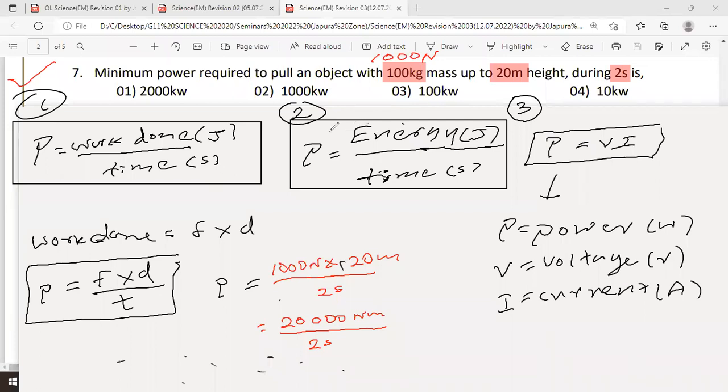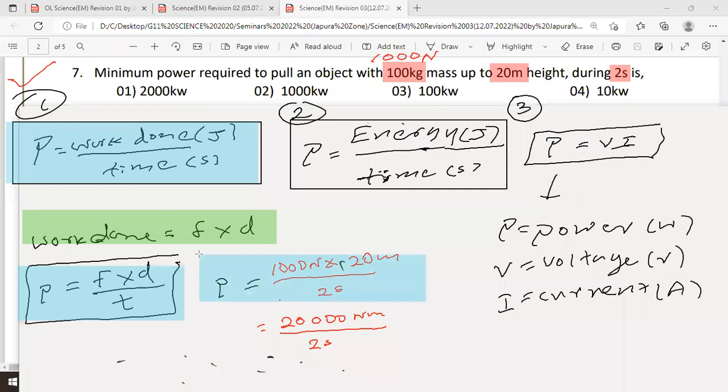I told you the equation now. So the initial equation is what? Power is work done over time taken. Work done is also equal to what? Force into distance, or the displacement. Then you can rearrange this equation to get power equals work done, which is F into D, divided by the time taken T. Then I apply the values to this equation.